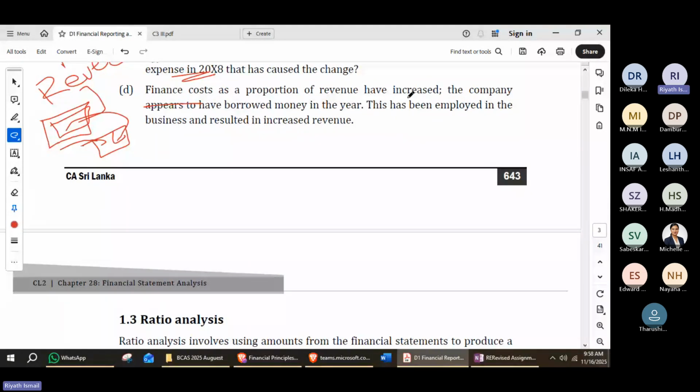The company appears to have borrowed money in the year, so this has been employed in their business. So there are a lot of reasons. So here, what we discussed is vertical and horizontal analysis, and there are some sort of drawbacks.